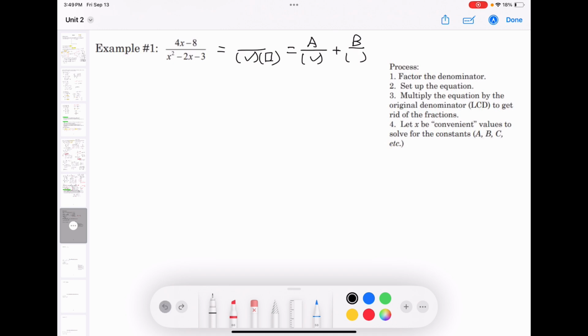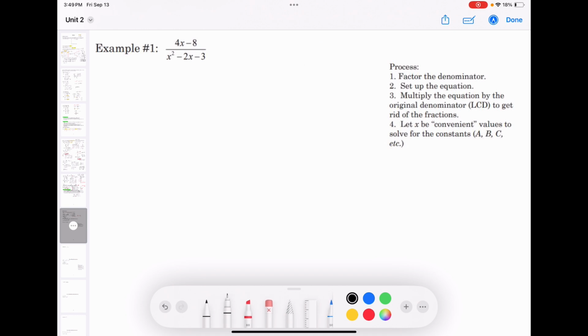Okay, let's see what is the process. Let me read this. The first step is factor the bottom, factor the denominator. Then second, set up the equation. Third, multiply the LCD both sides. Number 4, let the x be convenient values. Then solve for the constant numbers A, B, and C. Okay, let's follow the steps.